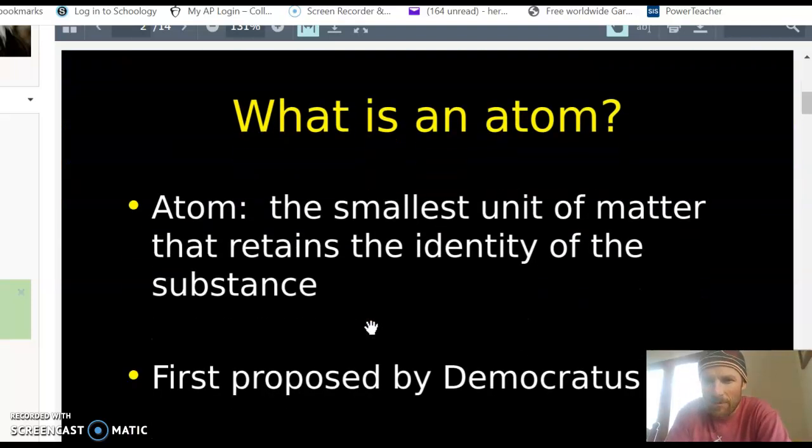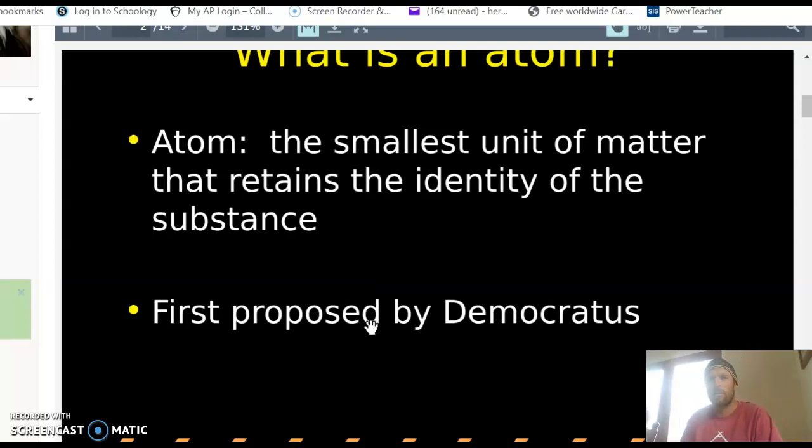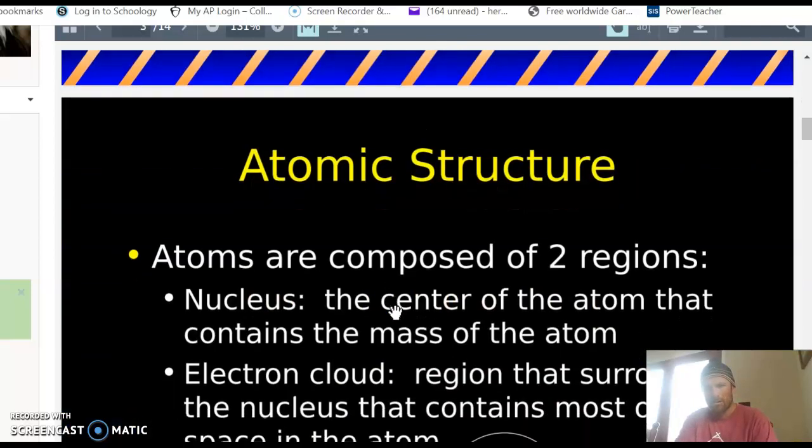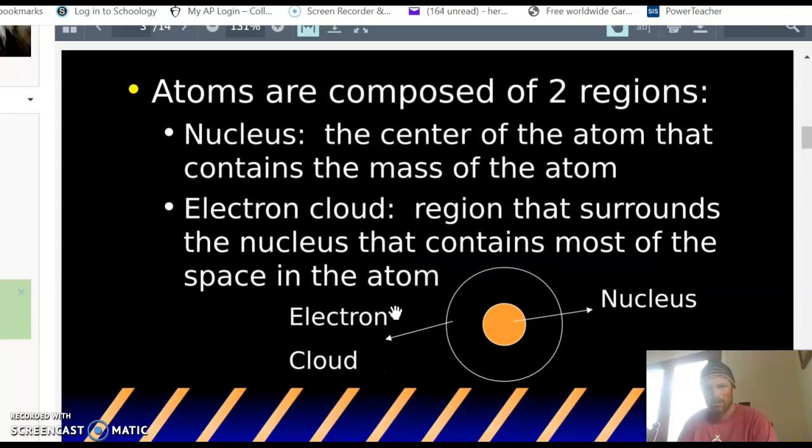So what is the atom? The atom is the smallest unit of matter that retains the identity of that substance. If I split an atom, then I'm no longer that element. So atoms, elements. Atoms are composed of two regions, the nucleus and the electron cloud.